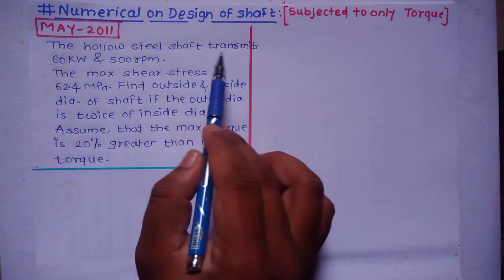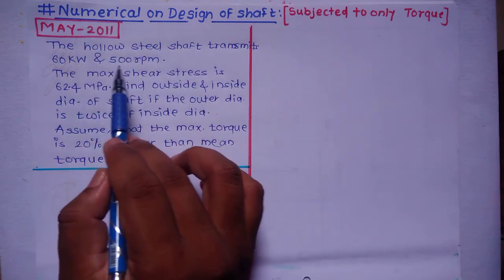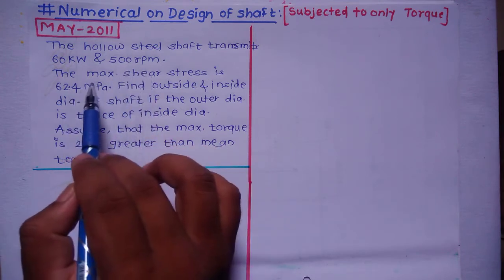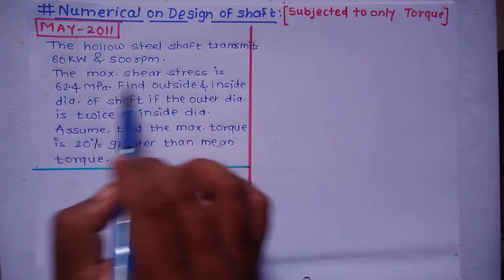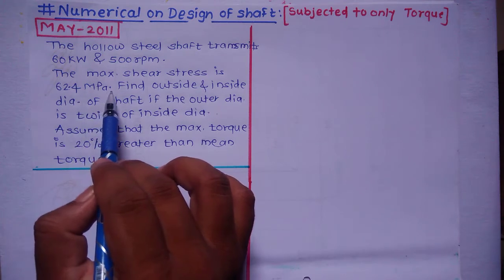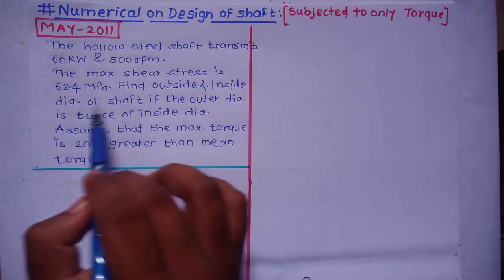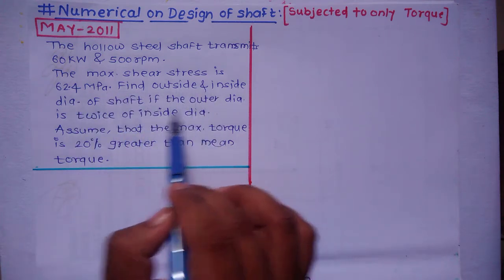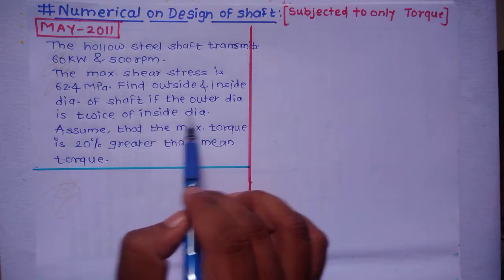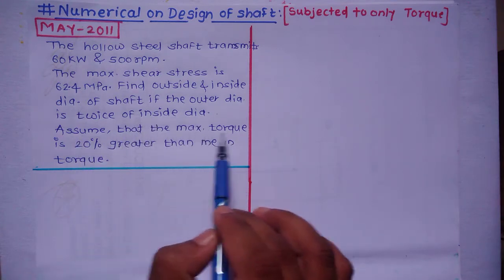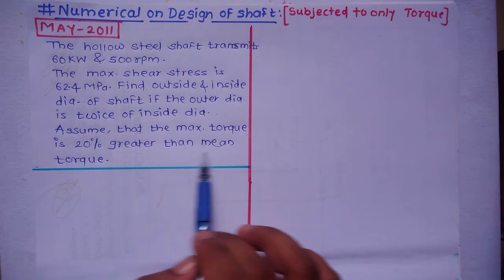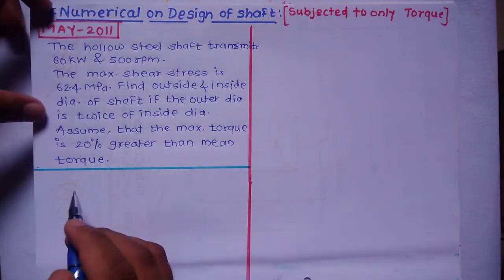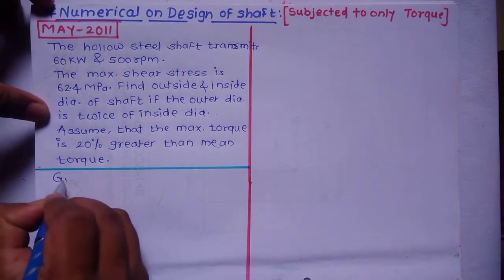The hollow steel shaft transmits 60 kilowatt at 500 rpm. The maximum shear stress is 62.4 megapascal. Find the outside and inside diameter of the shaft if the outer diameter is twice the inside diameter. Assume that the maximum torque is 20% greater than the mean torque. Okay, so with this statement we will write the given data.